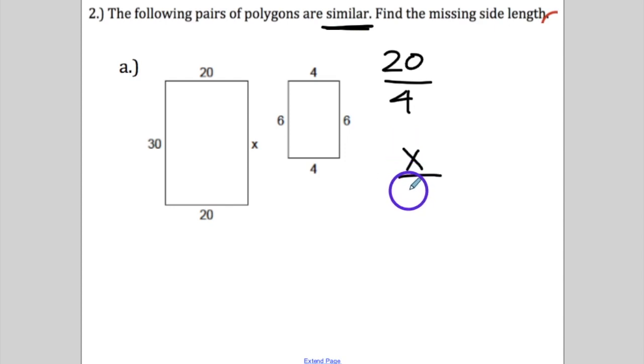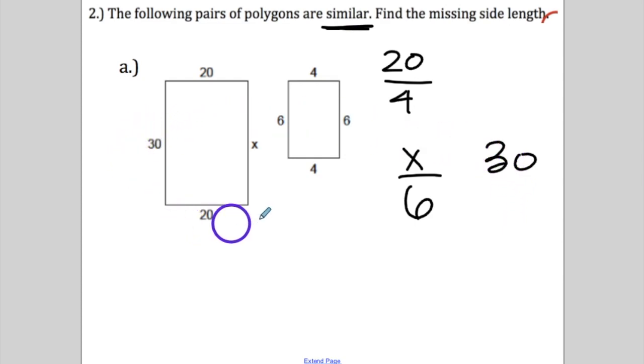So there's 2 different ways to approach this problem. And so we know the relationship from 20 to 4 is, let's say I'm going from the smaller figure to the large figure, that would be a scale of 5. So 4 times 5 would get us to 20. And so 6 times 5 would get us to our X here, and that means that that missing piece must be 30.